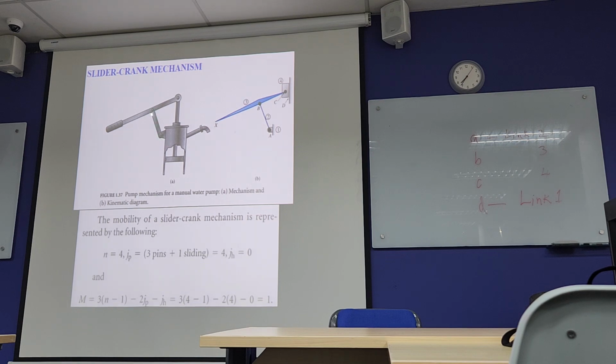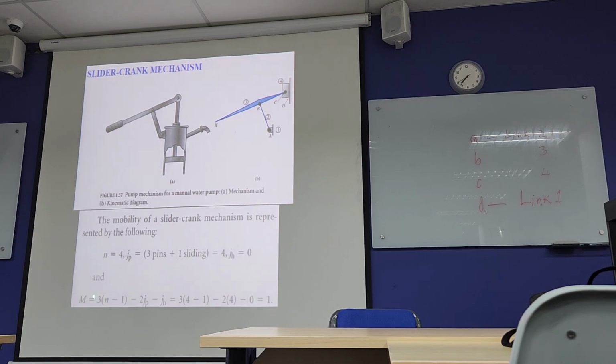So this is your link 2. Okay, so this is basically a slider. So the link 3, the slider itself is link 4. So the total number of links will be 4. In this case, there will be 3 pin joints and 1 sliding joint. There are no half joints, so the total number of joints will be 4.